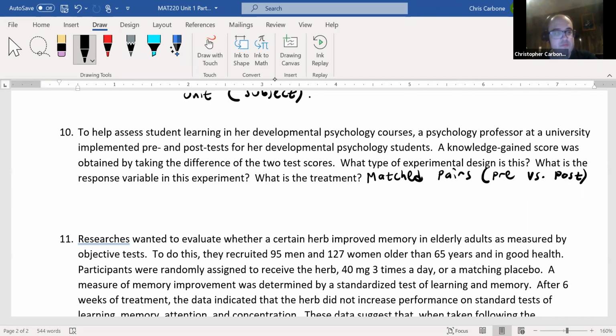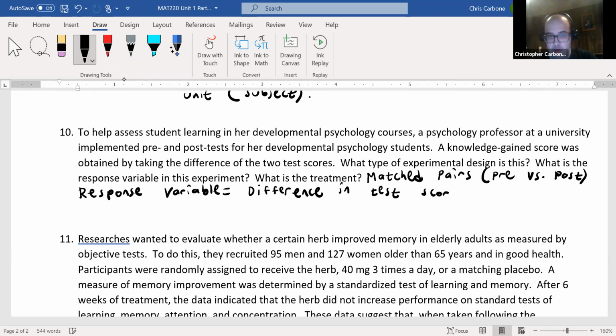The response variable, so we'll go in order. This is the difference in test scores. Or specifically, this is the knowledge gained score. And of course, I could spell difference correctly. Difference in test score. Again, that knowledge-based score that this is referring to.